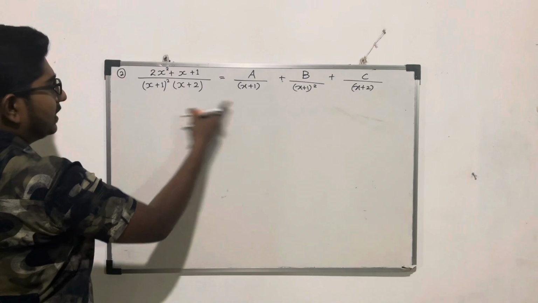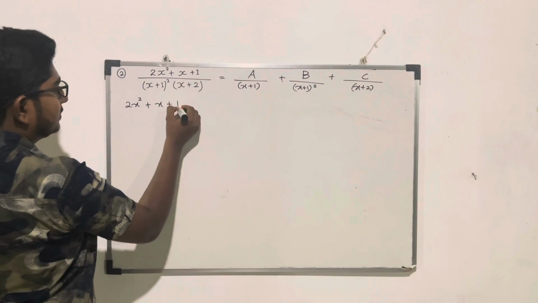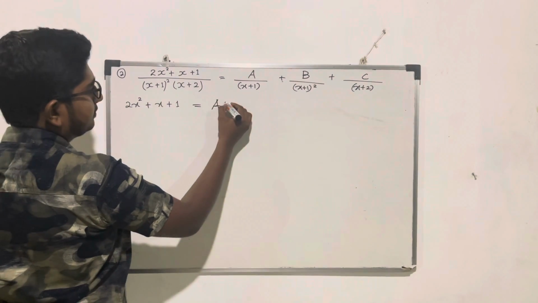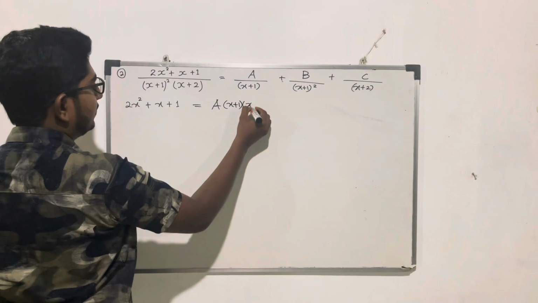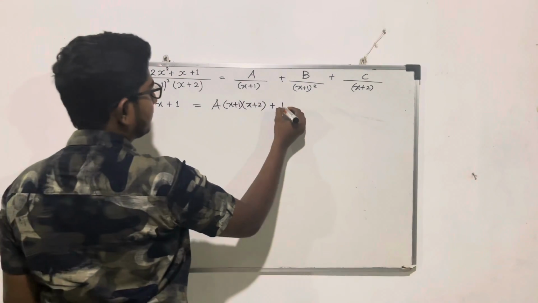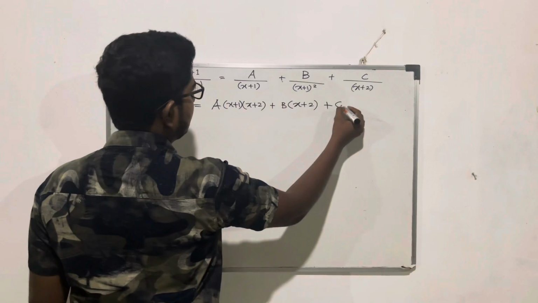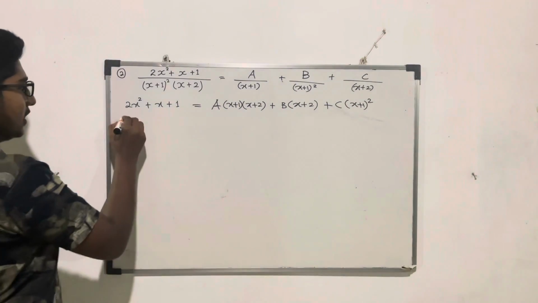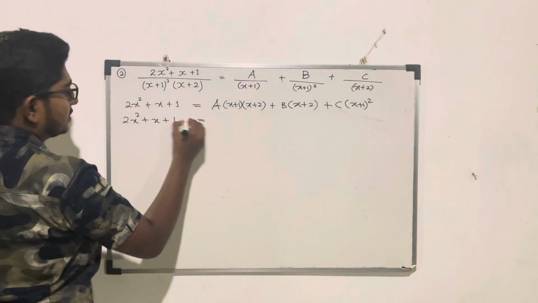Now multiply all the terms by the denominator. Then x plus 1 and x plus 1 get cancelled. We are left with A into x plus 1 and x plus 2, B into x plus 2, C into x plus 1 square. Now expand for our convenience. This is not essential.